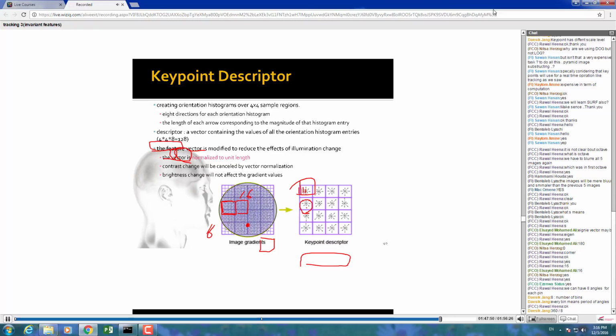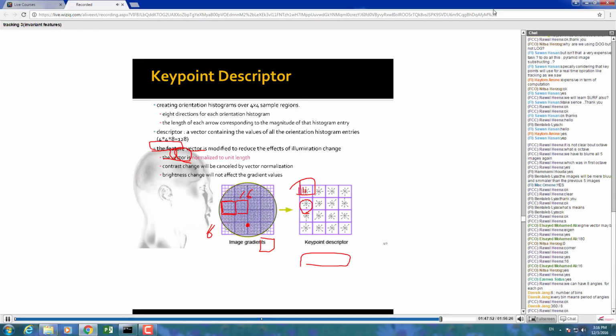So we divide 360 by 8. That can be the period of angle of every bin. Does it make sense? Okay? Yeah, so you can define different numbers of bins, right, according to your implementation. But this is the standard one. Standard SIFT is using 8 bins.